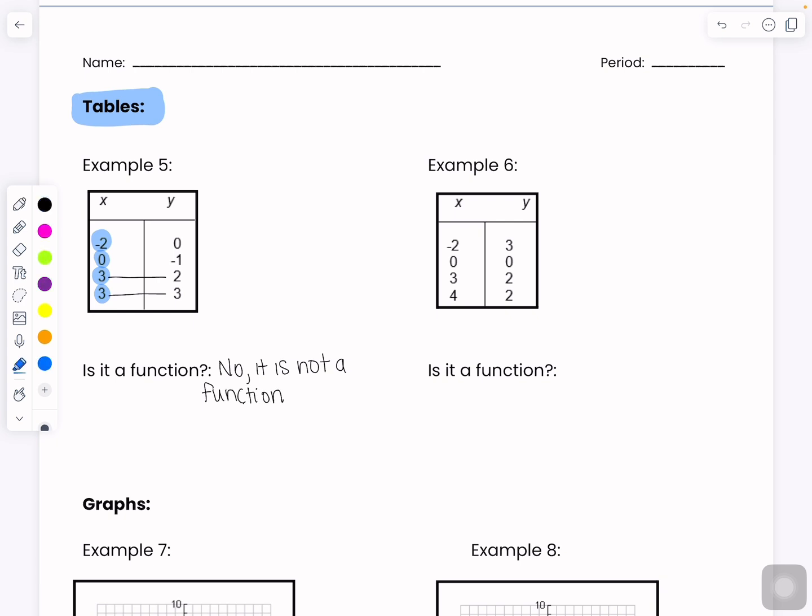Looking at example 6, our x values are negative 2, 0, 3, and 4. Notice every x value is unique. Therefore, we can say that example 6 does represent a function.